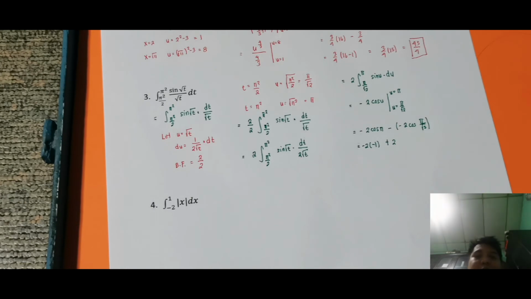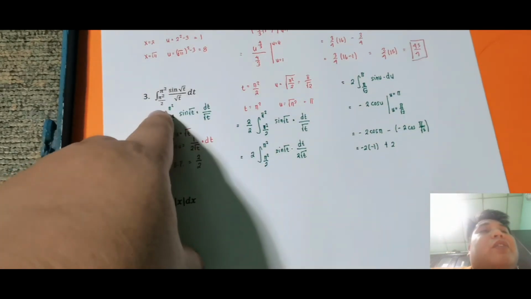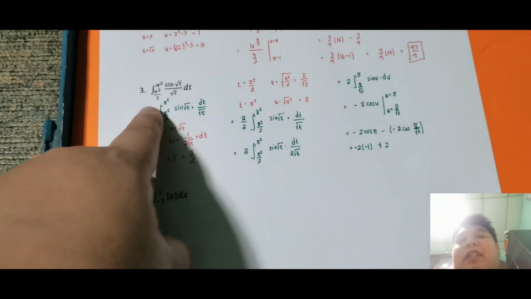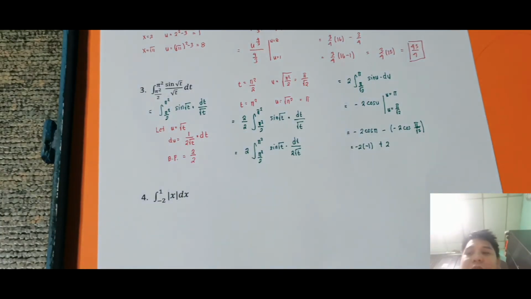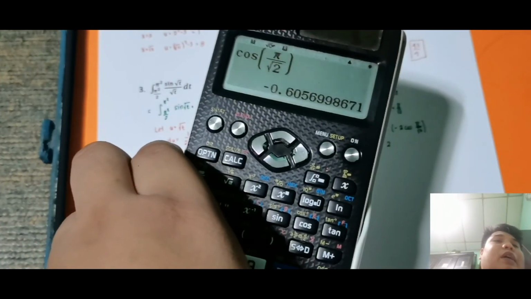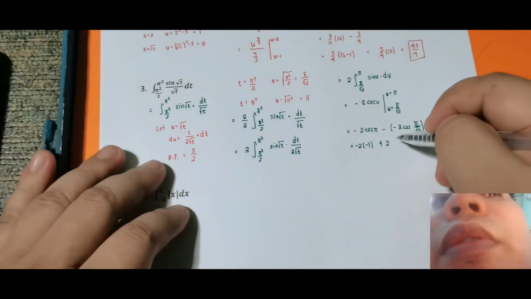Mali kasi ako ng given, sayang. 2 kasi nalagay ko, 4 pala dapat yan para maging pi over 2. Pero since ayun na yung lumabas, wala na tayong magagawa. That is negative 0.61. So lagay ko na yung value, no?